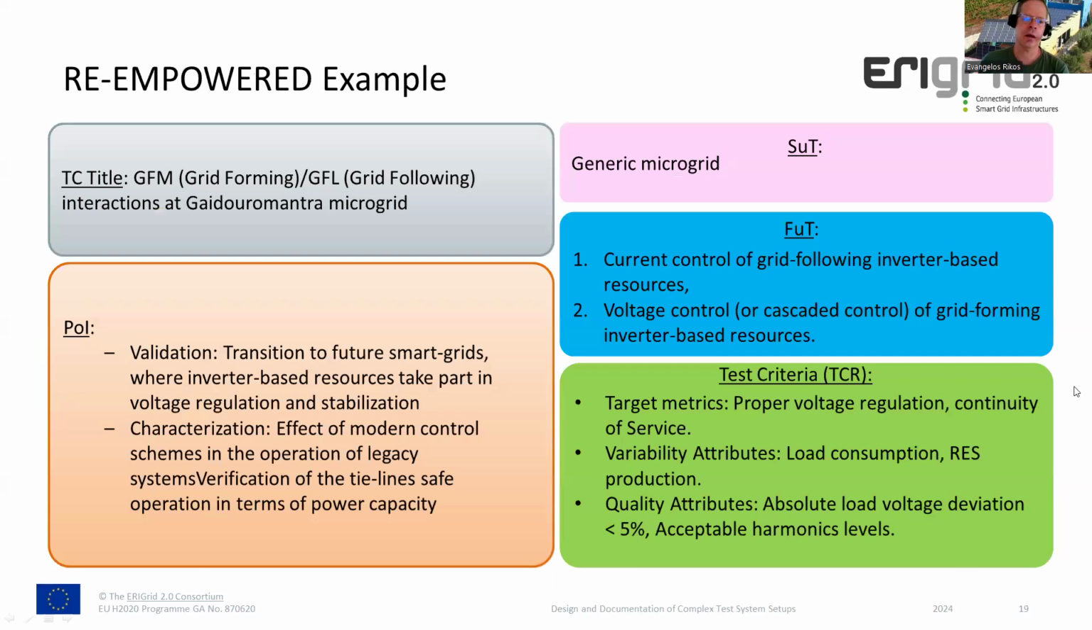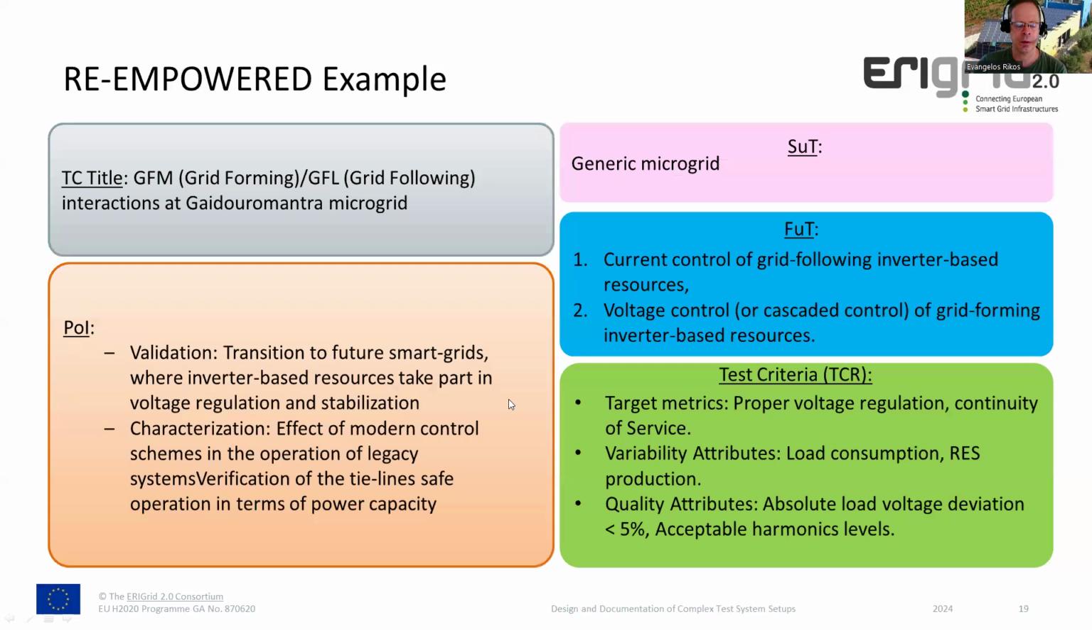Yet another interesting example comes from the EU-funded project Re-Empowered. This is also about a microgrid and the investigation of the interaction of grid forming and grid following inverters integrated into a specific microgrid located on Christmas Island. In this case, the system under test is a generic microgrid, and the functions under test that are part of the analysis itself are the current control and the voltage control of the respective inverters.